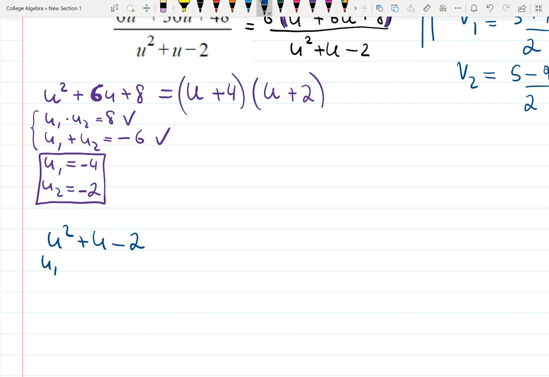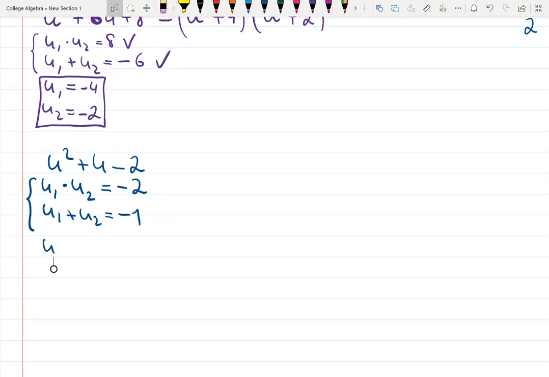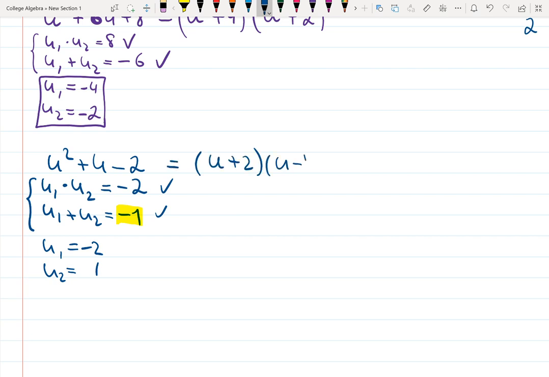The sum of roots, let's say the product first. I always start with the product. The product should be negative 2. The sum should be negative 1. Well, let's make a guess. It definitely is something about 2 and 1, right? So u1 is 2, u2 is 1, and one should be negative and one should be positive. Which one should be negative? Since the sum should be negative, the larger value should be negative. Let's check. Negative 2 times 1 gives me negative 2. Negative 2 plus 1 gives me negative 1. Matches. So u plus 2, u minus 1.